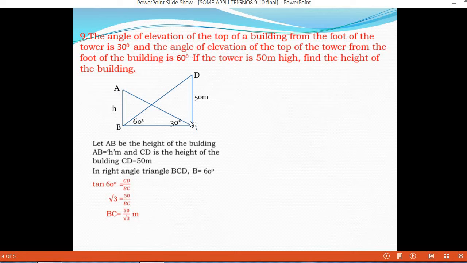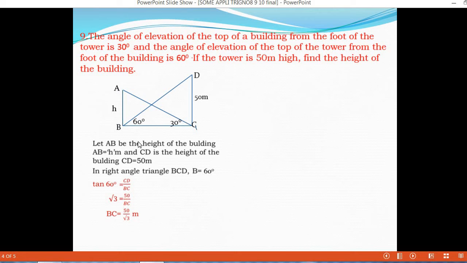So if you observe from this foot of the tower, the angle of elevation to the building is 30 degree. From this foot of the building, if you observe the top of the tower, the angle of elevation is 60 degree. So we have to find the height of the building, which is AB. Here AB is nothing but the height of the building, and CD is nothing but the height of the tower, which is equal to 50 meter.